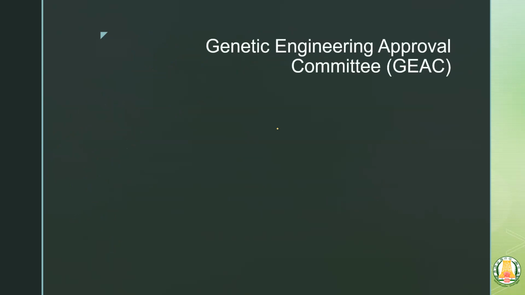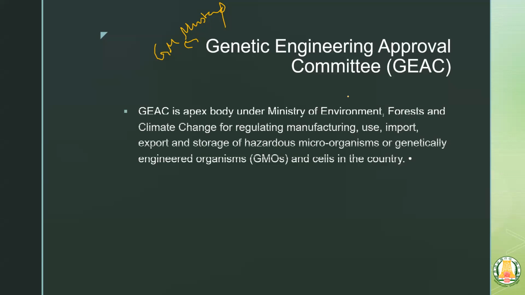Next comes the Genetic Engineering Approval Committee. Friends, this has been in the news many times. Recently, GM mustard approval was in the news. So GEAC, that is the Genetic Engineering Approval Committee, is an apex body under the Ministry of Environment, Forest and Climate Change for regulating manufacturing, use, import, export and storage of hazardous microorganisms or GMOs. Friends, just because it deals with hazardous things, it doesn't mean all GMOs are hazardous.